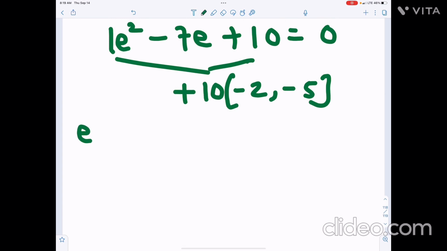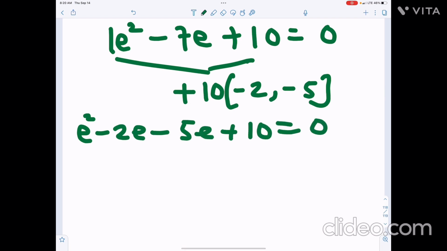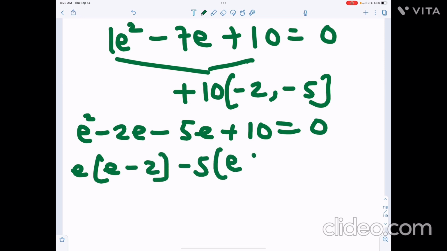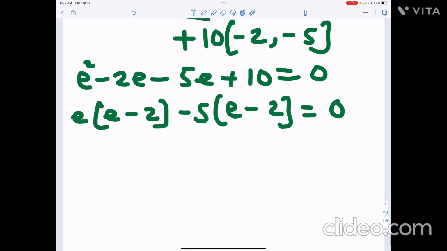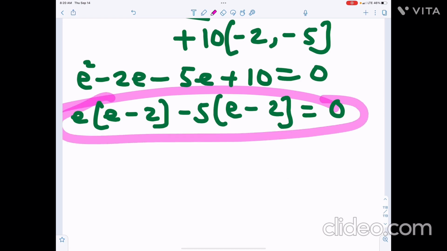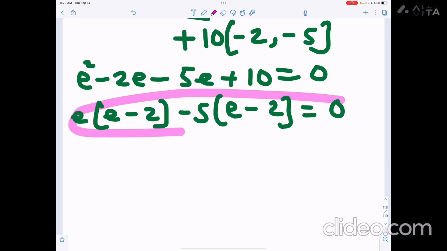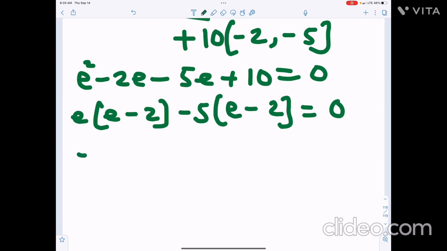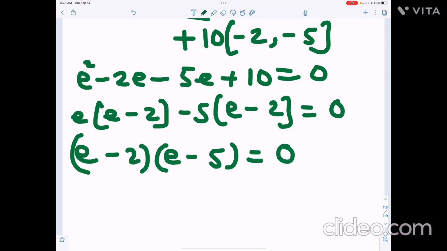In spreading it out, I'll get e squared minus 2e minus 5e plus 10 is 0. This gives e times (e minus 2) minus 5 times (e minus 2). Do yourself a favor by refactorizing, maybe somewhere in a corner or on a rough sheet, so that you can get how we got these steps. Very important. This is the backbone of this exercise. So (e minus 2) times (e minus 5) is 0.